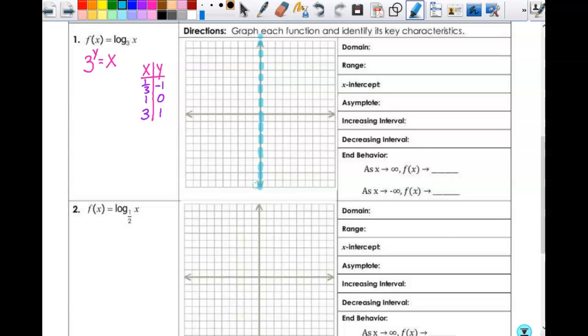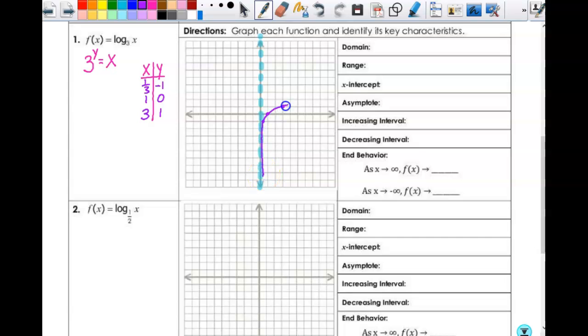Okay? All right, so here are my points. My x value is 1/3. My y value is 1. I'm sorry, it's -1. Oh, dang it. My x value is 1/3. My y value is -1. I can't even read what I wrote. X is 1, y is 0. X is 3, y is 1, because log base 3 of 3 is 1, right? This is what your function looks like.